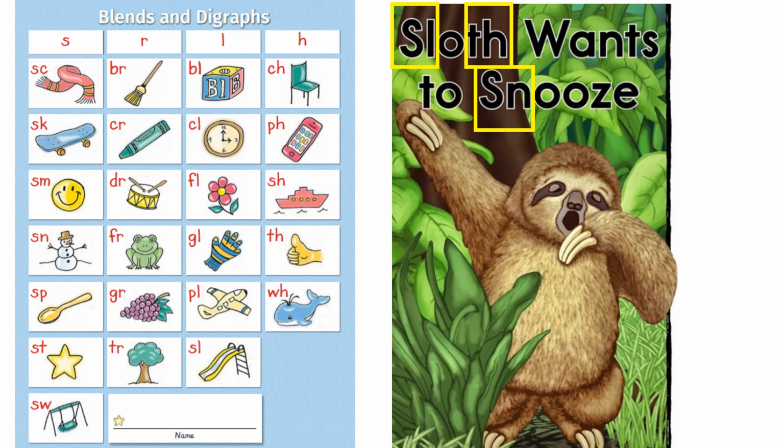Let's read it and really listen to these sounds. Sloth wants to snooze. Sloth. Sloth wants to snooze. We hear the sl, the sl. We hear the th, like thumb. Wants to sn, like snow.